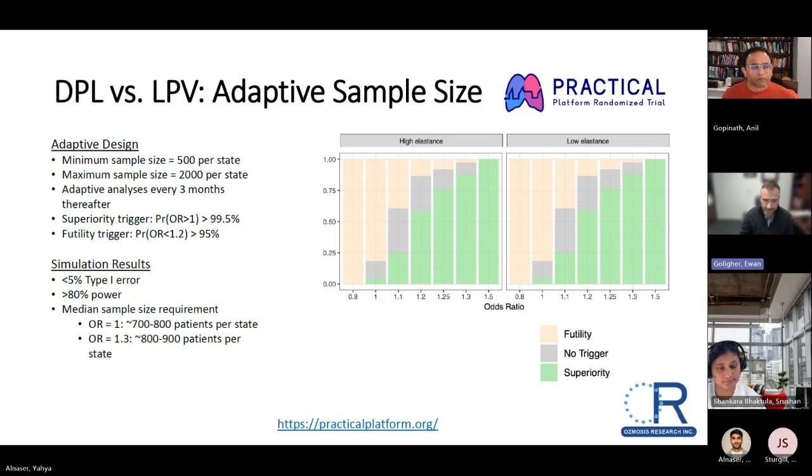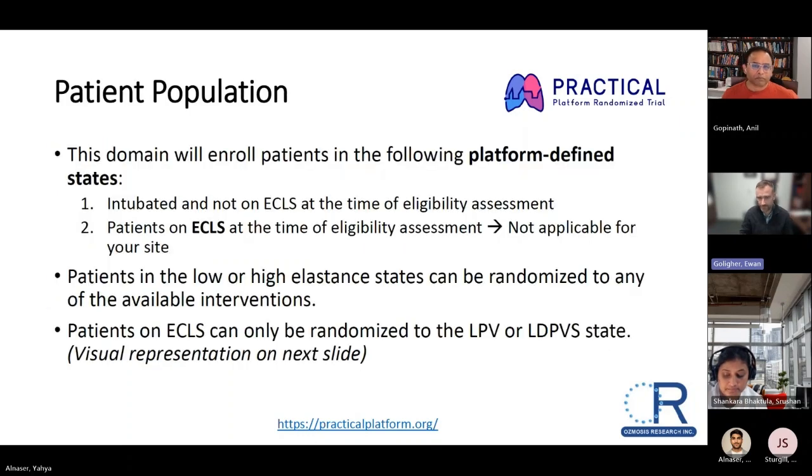So we expect that if there's no effect at all of this intervention, we'll probably reach a conclusion somewhere between 700 to 900 patients in each state. And if the odds ratio is 1.3 or higher, we'll likely stop at around 800 to 900 patients per state. So this is just to give you a feel. Of course, it's unpredictable, but this is what the simulations suggest we'll find.